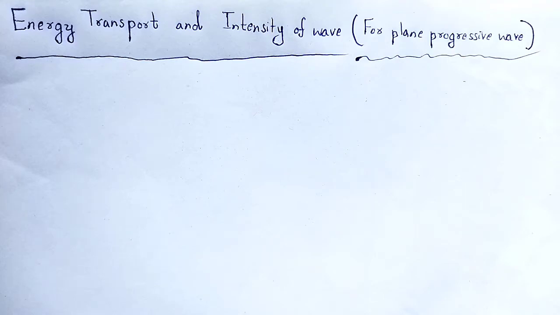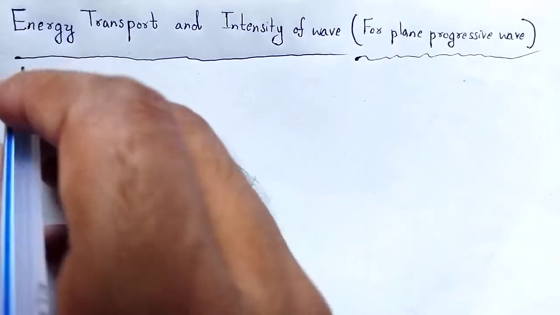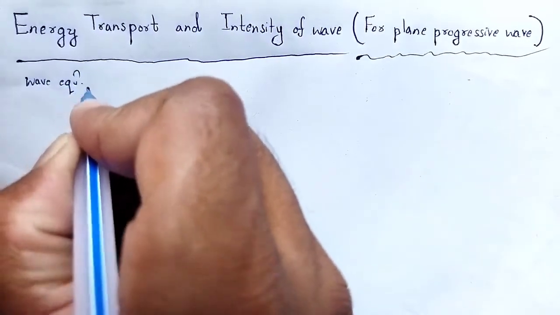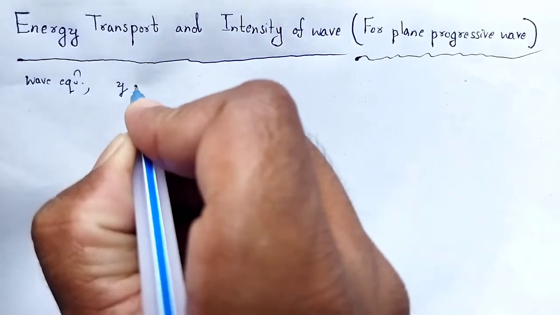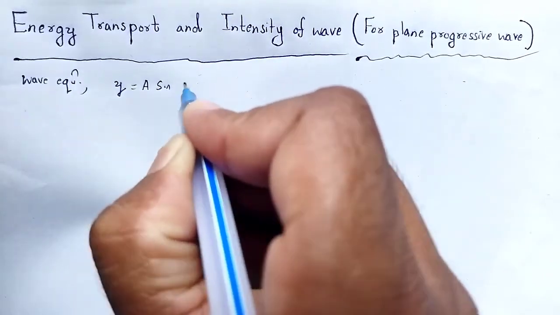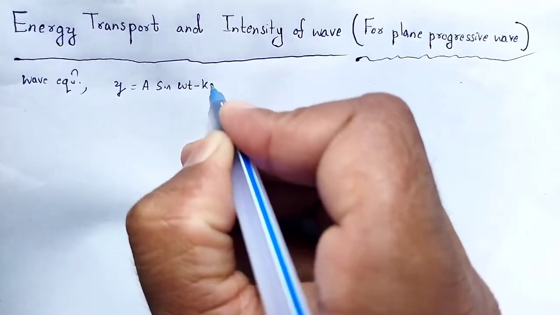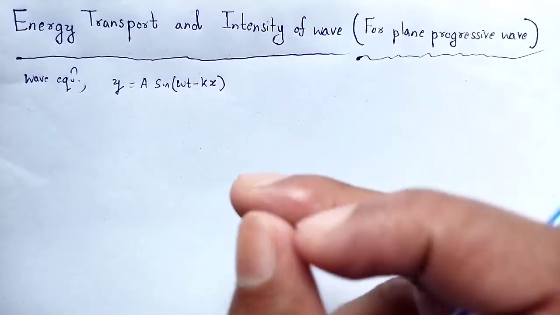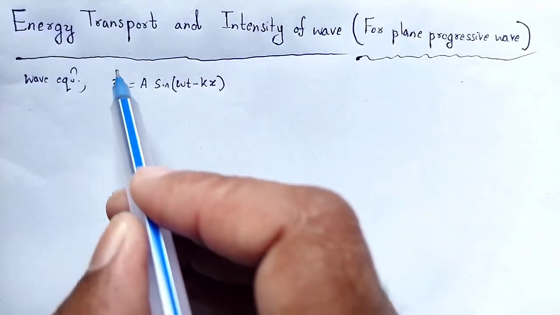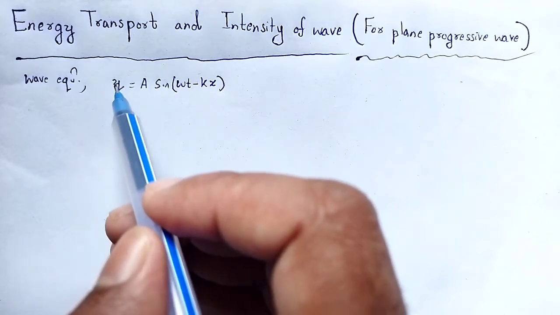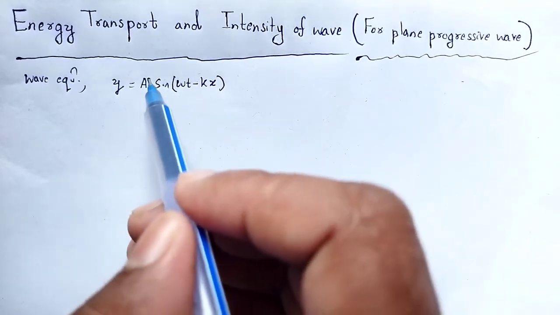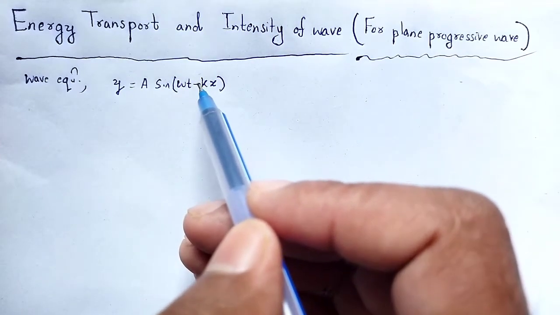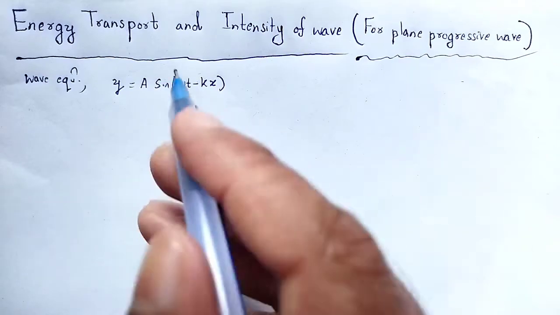So, we consider a plane progressive wave. The equation of that wave, generally we know, is y equals a sin(omega t minus kx). We are familiar with all these terms. y is the instantaneous displacement of the particle at distance x, a is the amplitude, omega is the angular frequency, k is the propagation vector, propagation constant or wave number.